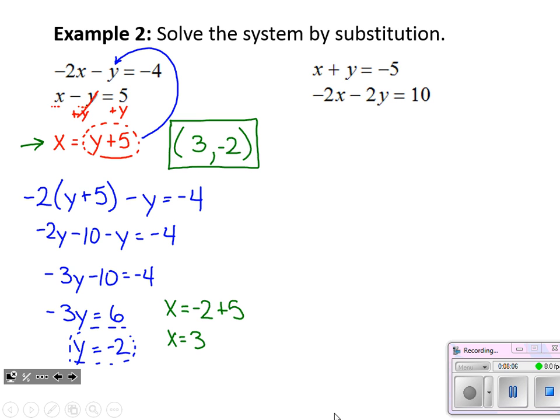Okay. I'd like you to take a second and try the second system on your own. If you're feeling up to it, I'll check back in a couple seconds with my solution.